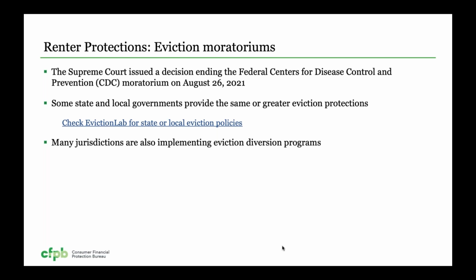It's kind of ebbing and flowing. Sometimes the eviction moratoriums are in place, then they expire, and then they're brought back. So it's something people need to keep an eye on. Just because the federal one has ended doesn't mean there aren't protections out there for renters, and renters should be aware of that. There's also such a thing as an eviction diversion program that many jurisdictions are doing to make sure that people stay off the streets and stay in secure housing.